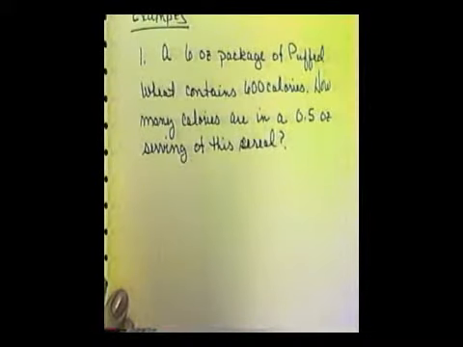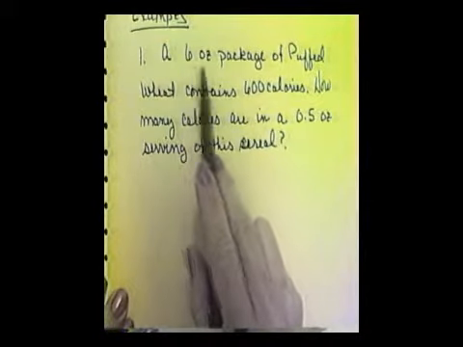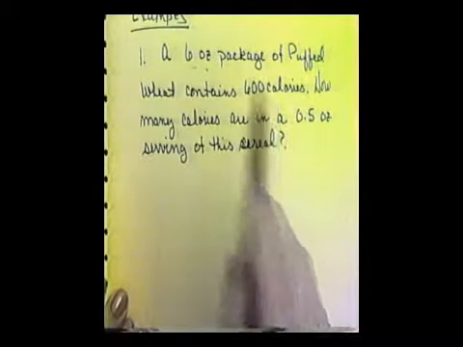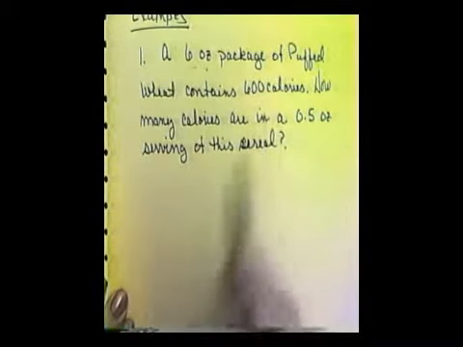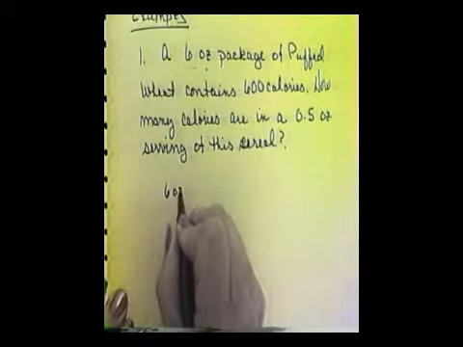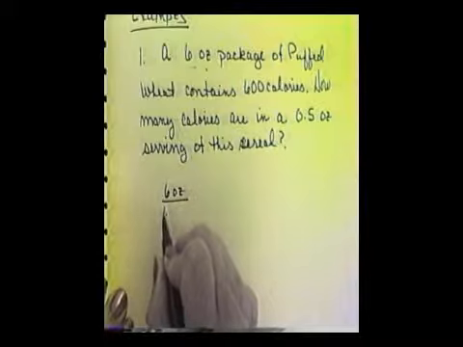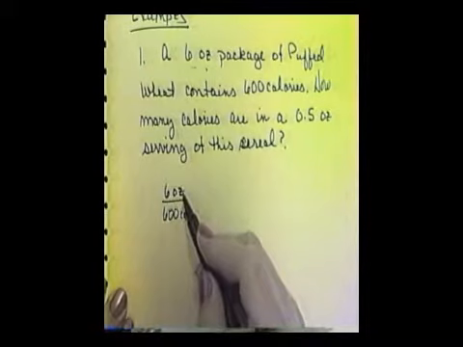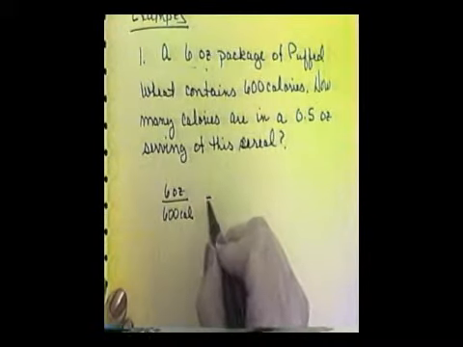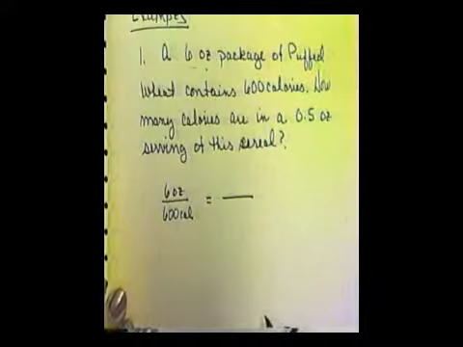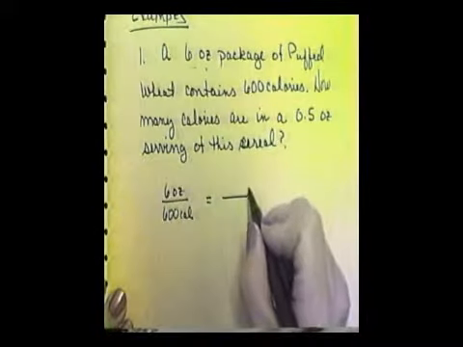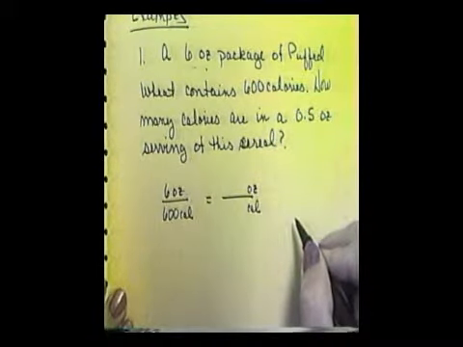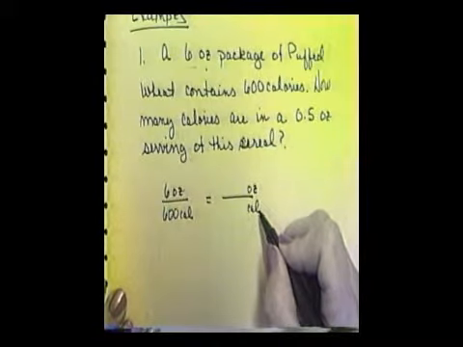Okay. Our first bit of information is that there are 6 ounces that contains 600 calories. So we have 6 ounces to 600 calories. So that's going to be our first ratio. Our first ratio is going to be 6 ounces to 600 calories. Now, when we set up the second ratio, we're going to need to match these. So that means we're going to put the ounces on top and the calories on the bottom.